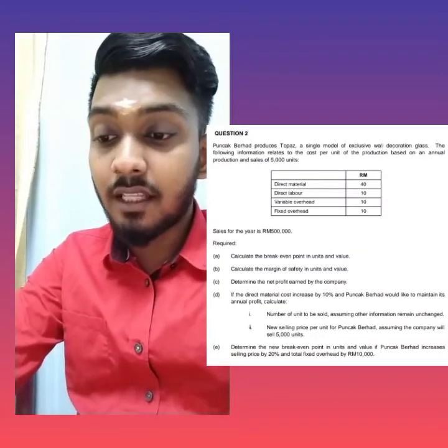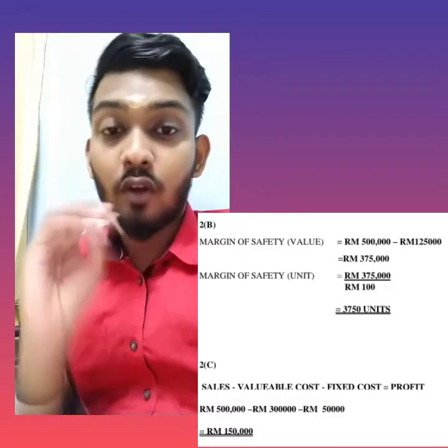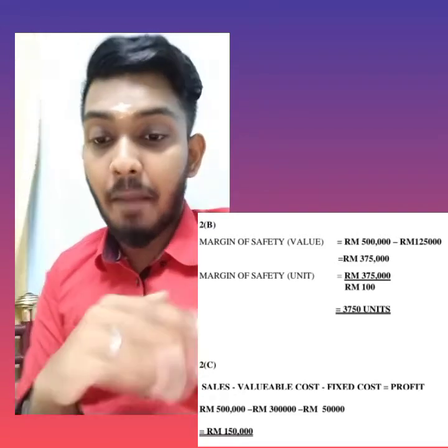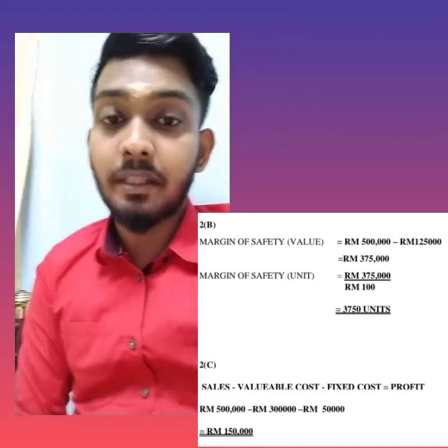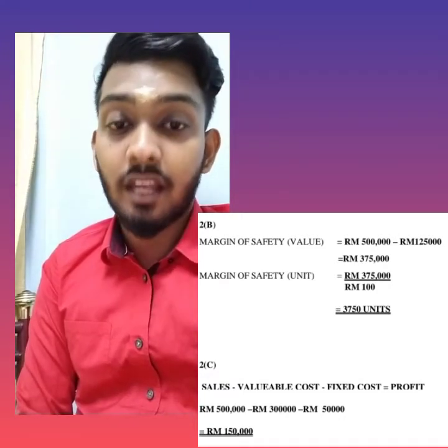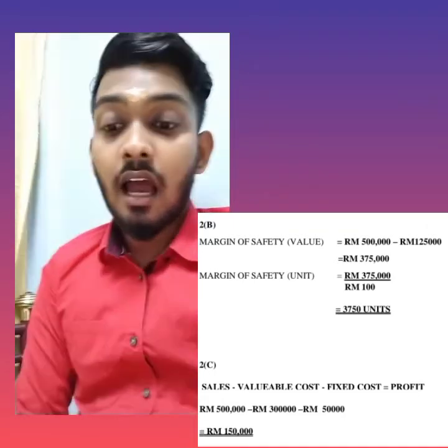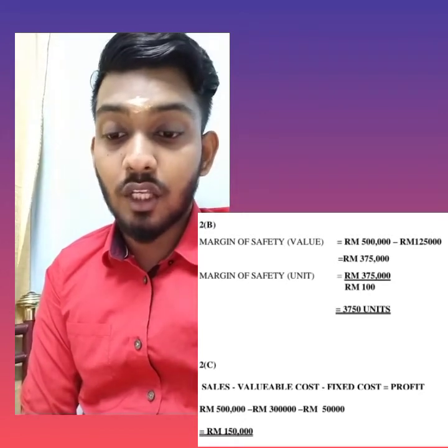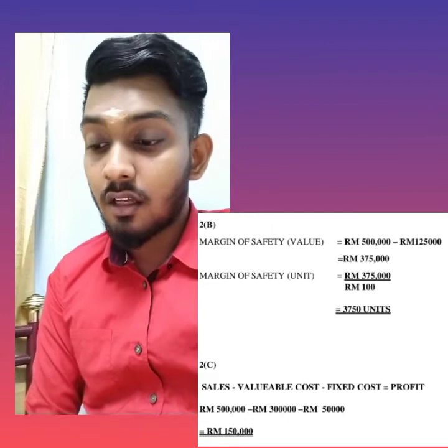The second part is to calculate the margin of safety in units and value. For the margin of safety value, RM 500,000 minus 125,000, the answer will be RM 375,000. And to find the margin of safety in units, RM 375,000 divided by 100 ringgit, so the units will be 3,750 units.